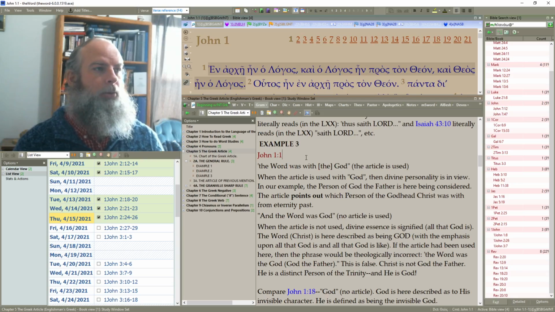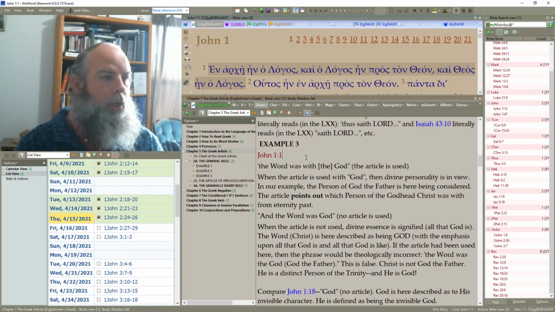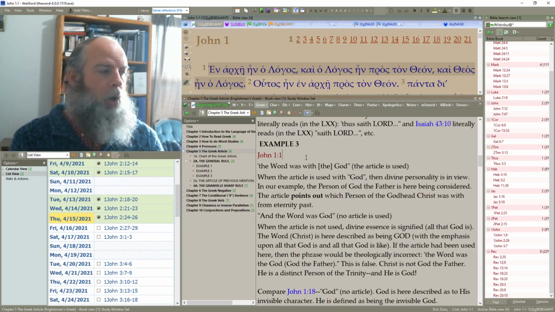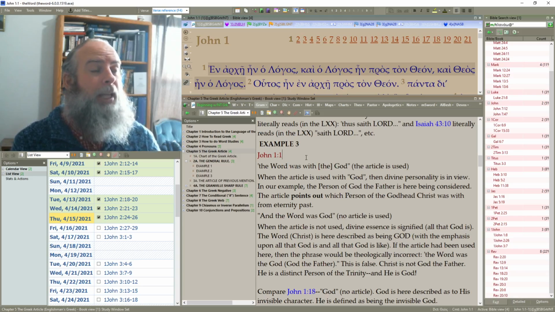The article is used. When the article is used with God, then divine personality is in view. In our example, the person of God the Father is here being considered. The article points out which person of the Godhead Christ was with from eternity past. And the Word was God. No article used. So there are two different things there. When the article is not used, divine essence is signified, all that God is. The Word, Christ, is here described as being God, identified with Jehovah or Yahweh, with the emphasis upon all that God is and all that God is like.